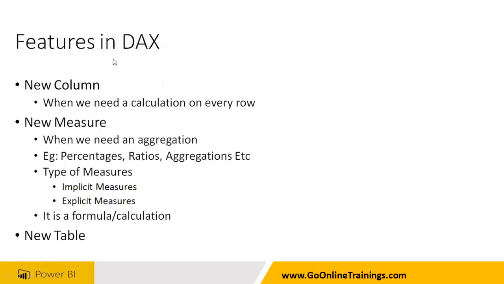Now, these are important features in DAX: new column and new measure. When we need a calculation on every row, we're going to be using a new column. When we need an aggregation, a formula, for example percentages or ratios or aggregations, any kind of formula, that is where we're going to be having a new measure. Measures are of two types. One is called implicit measure. The second one is called explicit measure.